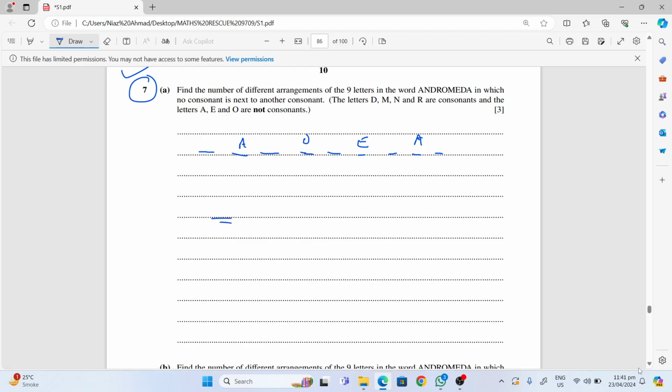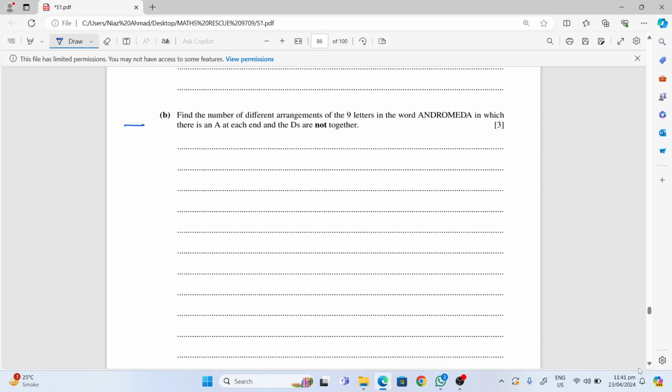Number of different arrangements would be 4 factorial over 2 factorial into 5 factorial, and the repeated one is the 2 factorial. So the final answer is 720 arrangements, or 720 ways.